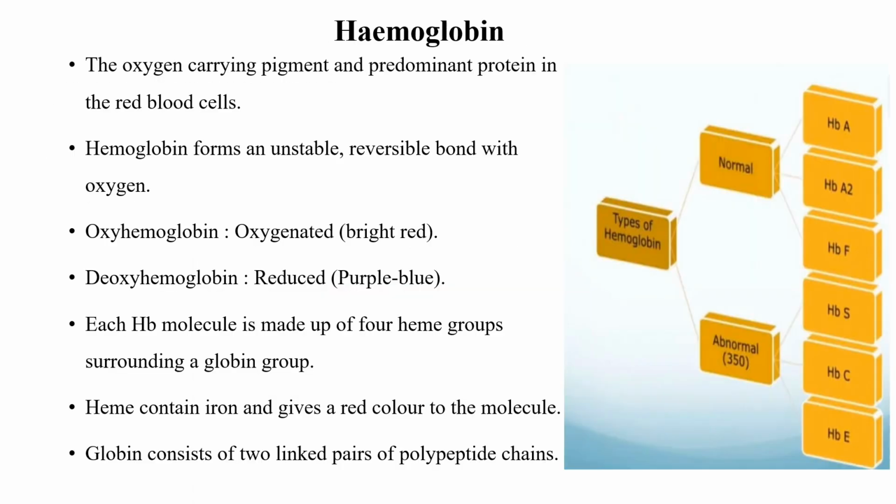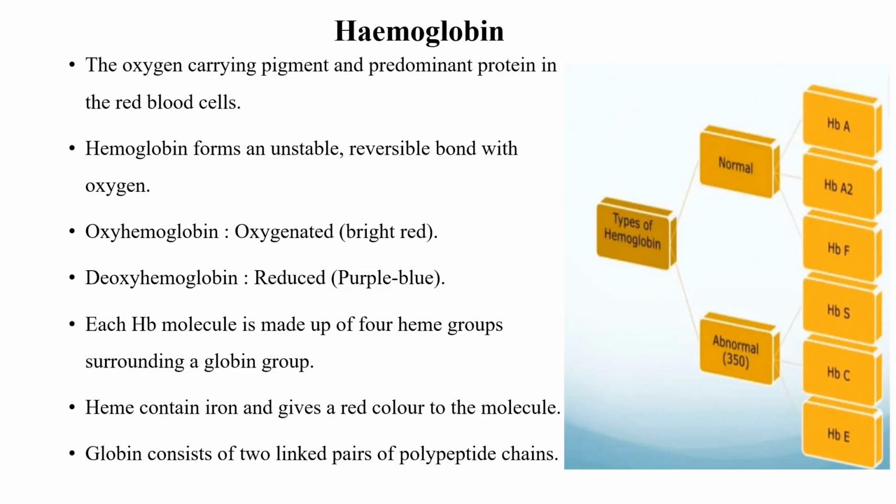The main function of hemoglobin, the predominant protein in red blood cells, is to carry oxygen. Hemoglobin forms an unstable reversible bond with oxygen. Oxyhemoglobin is oxygenated and bright red in color, and deoxyhemoglobin is reduced and purple-blue in color. Each hemoglobin molecule is made up of 4 heme groups surrounding a globin group. Heme contains iron and gives a red color to the molecule. Globin consists of 2 linked pairs of polypeptide chains.